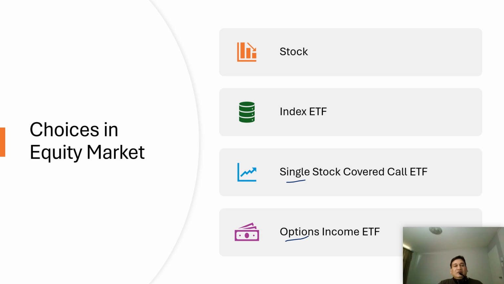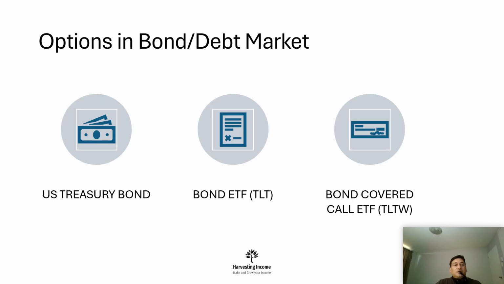Okay, with that said, we'll move on to the next area, which is options in the bond market or debt market. So in the bond market, we have three options, and these would be similar to what we discussed before. First is the treasury bond. What is a bond? A bond is basically you are investing in a government paper, in which the government borrows money from you and they pay you back in the form of interest, just like a bank deposit. You just lend your money to the government. Government pays you the interest. Interest is also known as the coupon payments.